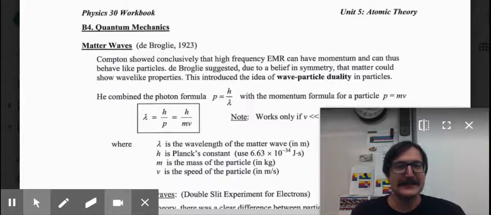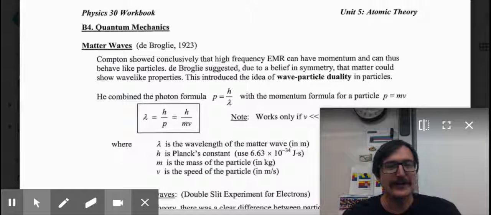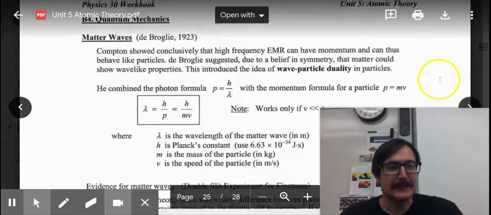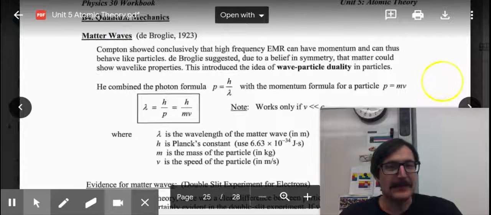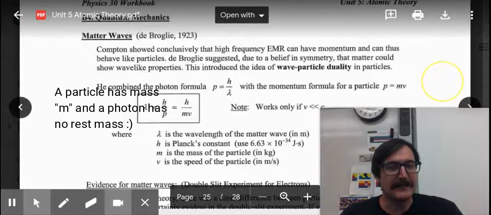Due to a belief in symmetry, de Broglie proposed that matter could show wave-like properties. This introduced the idea of wave-particle duality in particles. He combined the photon formula, p equals h over lambda, with the momentum formula for a particle, p equals mv.